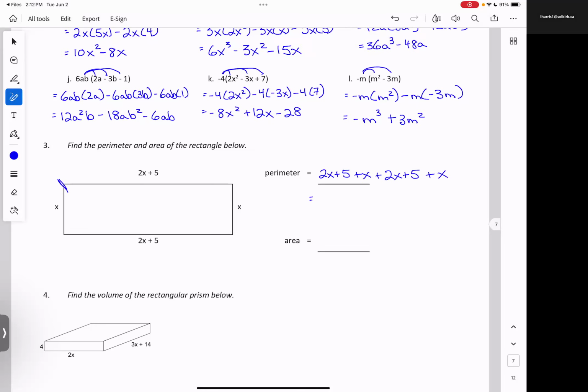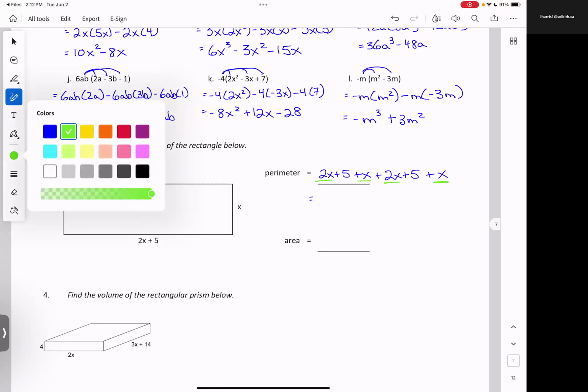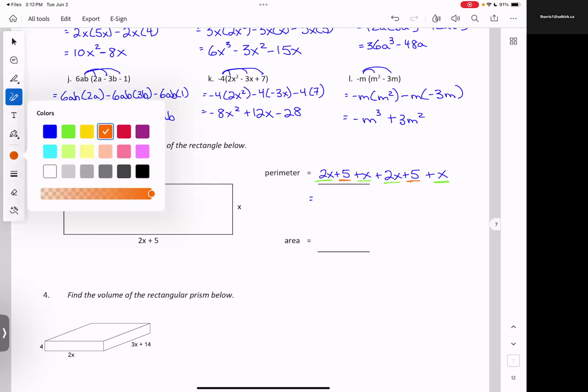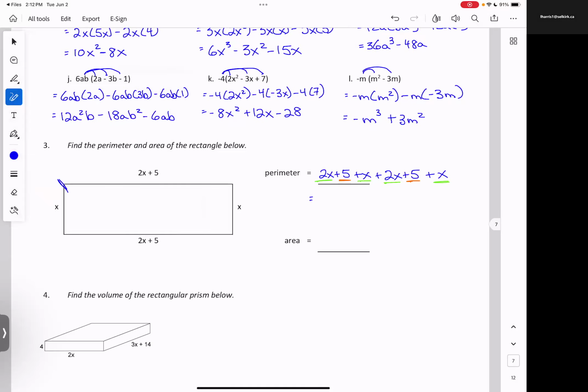So remember when we're adding and subtracting these things, we have to think about like terms. Here we have a bunch of x's that are all like terms, and then we have some constants that are like terms. And so if we add those up, what do we get? So 2, 3, 4, 5, 6x plus 10. Okay, now area, we need to do area of a rectangle is length times width. Okay, and our length here is 2x plus 5, and our width is x.